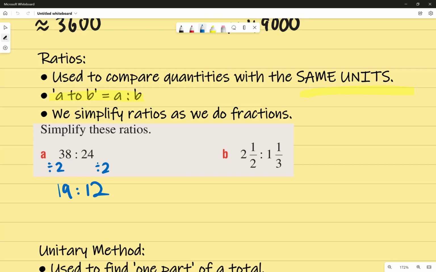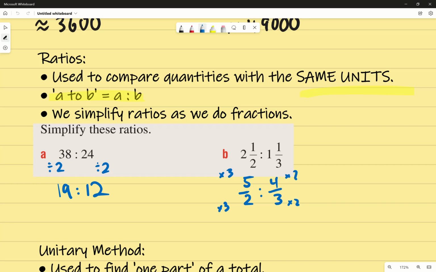2½ colon 1⅓. What's the first thing I should do? Let's make them improper. So 2½ is the same as 5 over 2, because 2 times 2 is 4, plus the 1 is 5. And then I have 1⅓, so that's 4 over 3. Great. I'm going to make them just like we would with fractions. I'm going to make them have the same base. So if I multiply this by 3, and multiply this by 3, is that the same as if I multiply this by 2, and multiply this by 2? Have I changed the ratio if I do that? No.